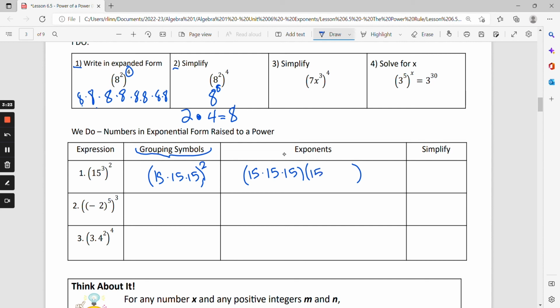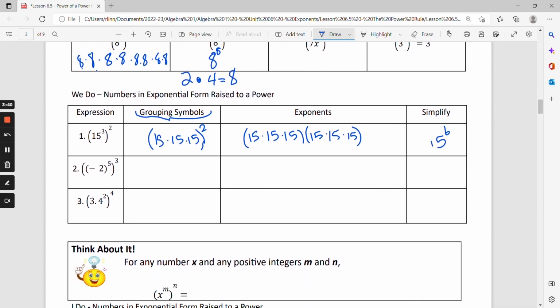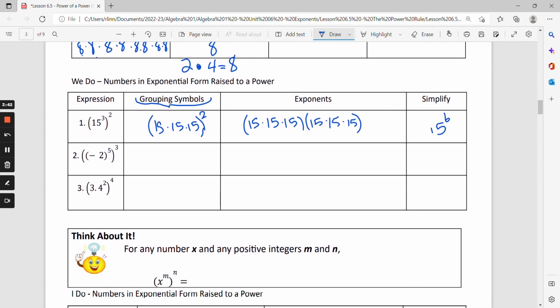And my base is, of course, 15. And then that 15 is written out 1, 2, 3, 4, 5, 6 times, so I have 15 to the 6th power. Now go ahead and take on these next two and then think about how we might be able to write a rule, a power rule.